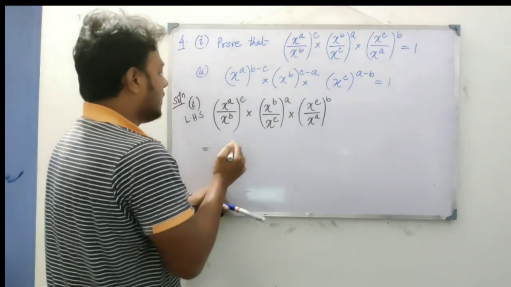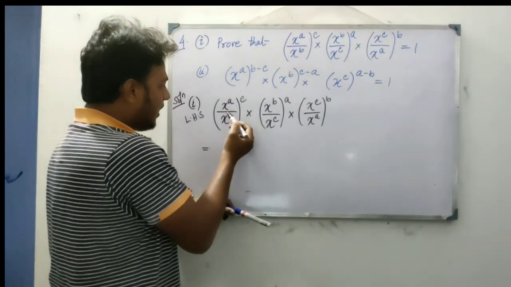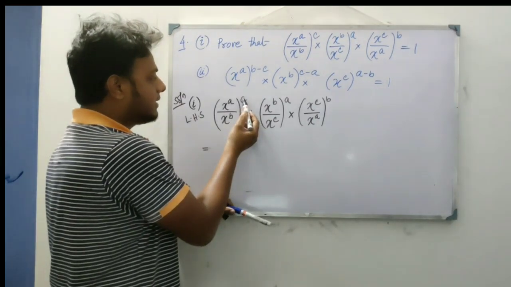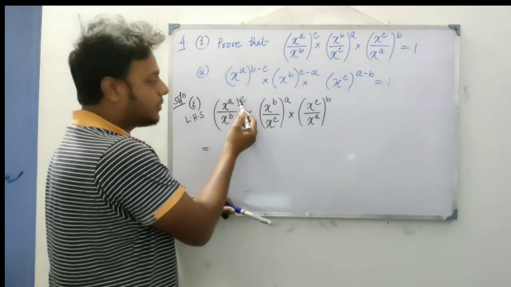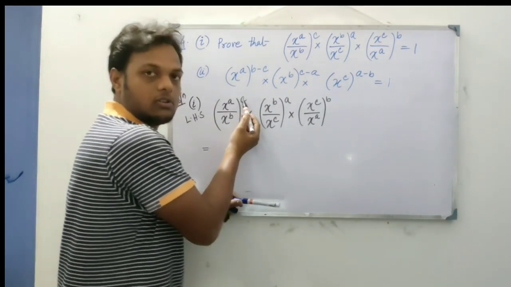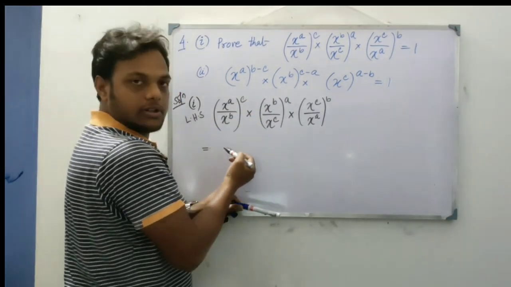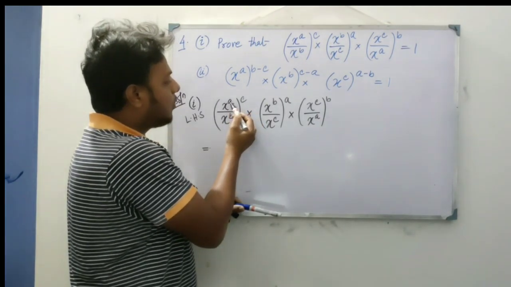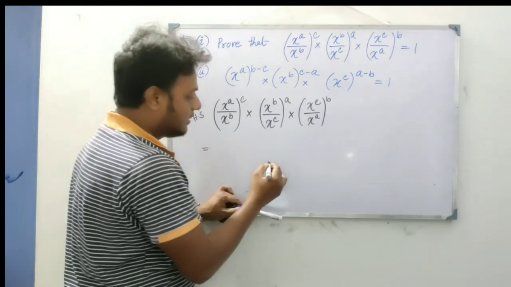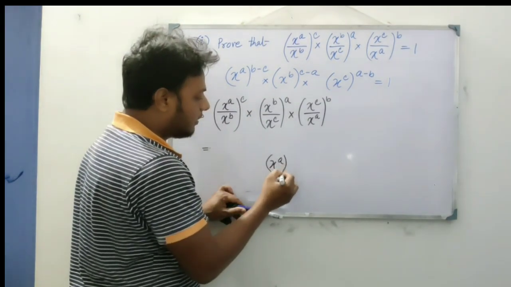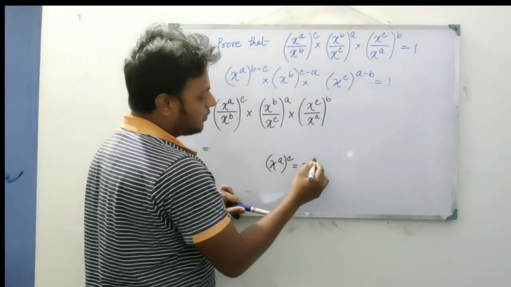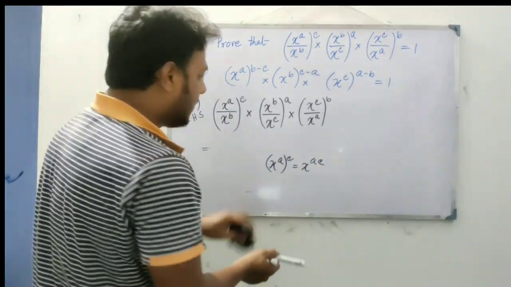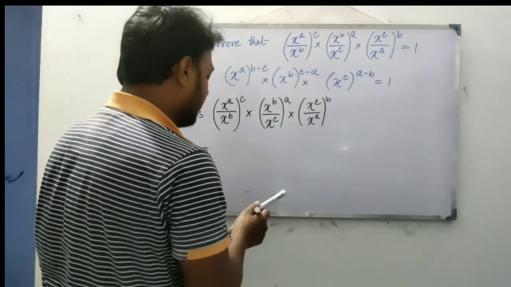So x to the power a by x to the power b, we can distribute the power, since the power c is outside of the first bracket, so we can distribute this power over numerator and denominator. If you distribute the power over the numerator, then x to the power a whole power c, this is nothing but x to the power ac, since we can multiply the powers. Understood? So we will apply this law.